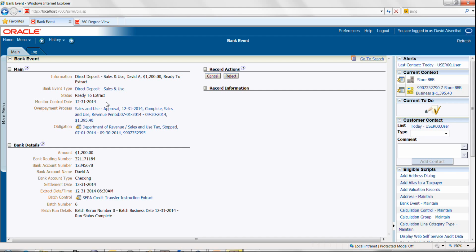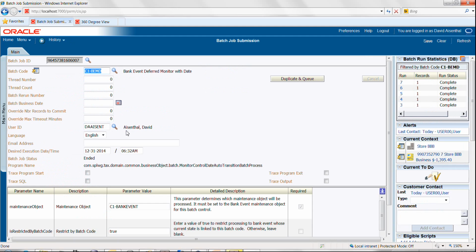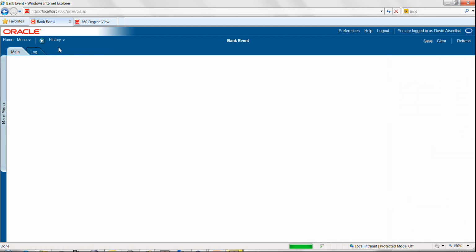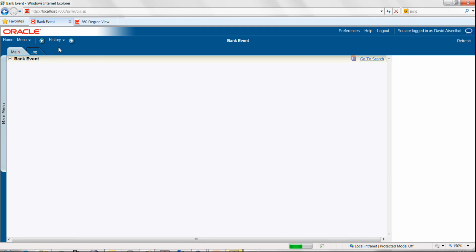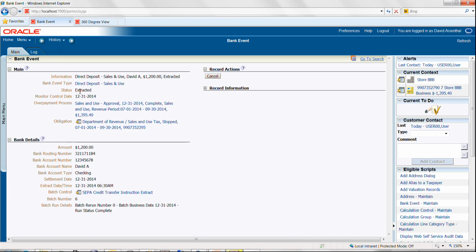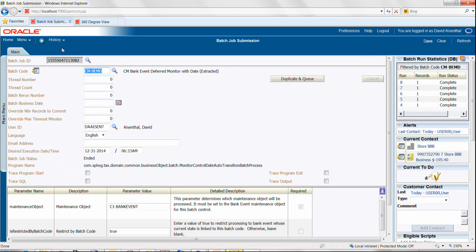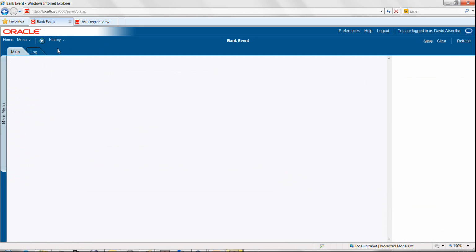Second thing that we need to do is now run the extract and send it to the bank. So first of all, we run the bank event deferred monitor, and once that's run, the bank event has been updated to the next state, which is that the actual data has now been extracted, and now we just need to complete it by running the last batch. So now we have run the final batch. The bank event should now move from extracted to complete.